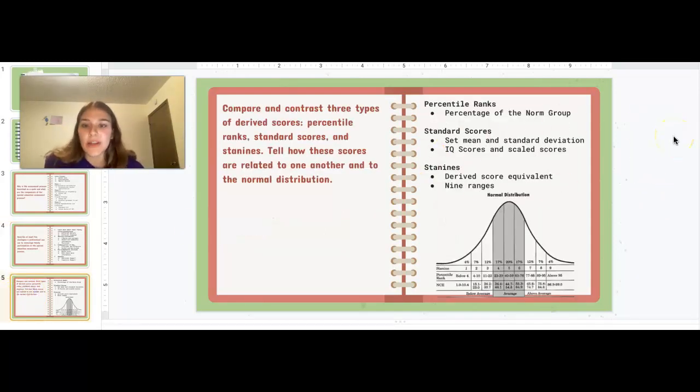The 4th and last question, compare and contrast 3 types of derived scores: percentile ranks, standard scores, and stanines. Tell how these scores are related to one another and the normal distribution. So percentile ranks, sorry, I need to pull up my notes. Percentile rank is a score that translates student test performance into the percentage of the norm group that performed as well as or poorer than the student on the same tests.